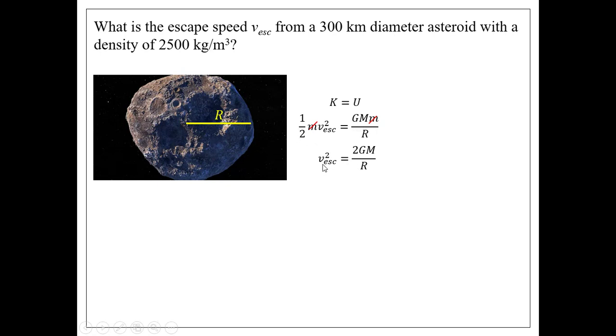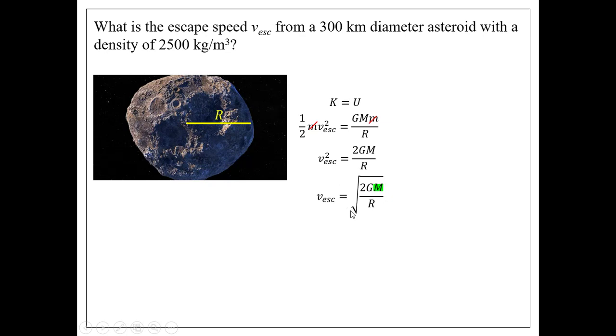So that'll leave me with V escape squared is equal to 2GM over R. Once again, M here in the numerator is the mass of the planet or asteroid or whatever it is you are trying to escape. All right, so in order to find V escape, we're just going to square root both sides in order to get V escape by itself.